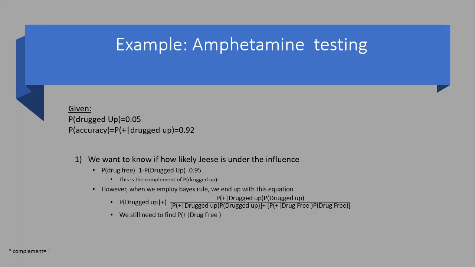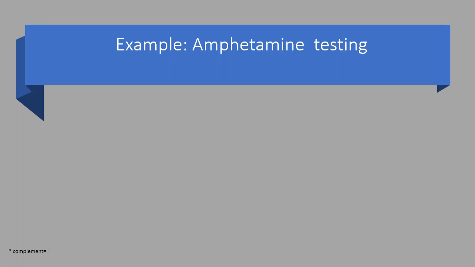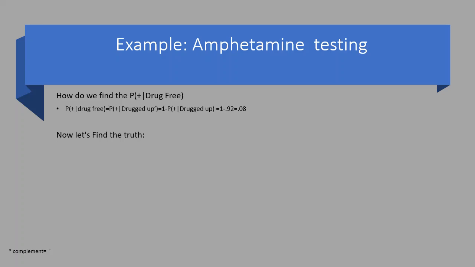So how do we do this? Well, given that the accuracy of the whole test is 92%, or 0.92, we can actually just take the complement of that probability in order to find out if he's drug free. So we take the complement, and it's actually 0.08. Now we have everything we need to solve this equation.